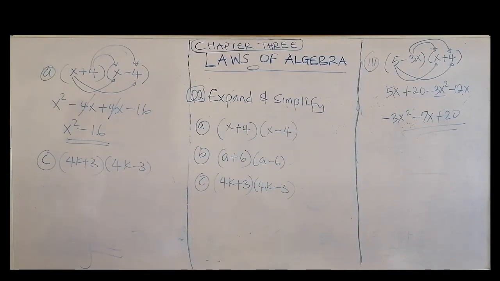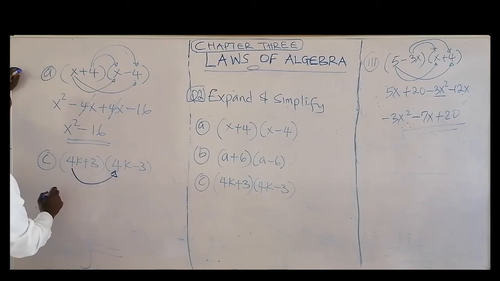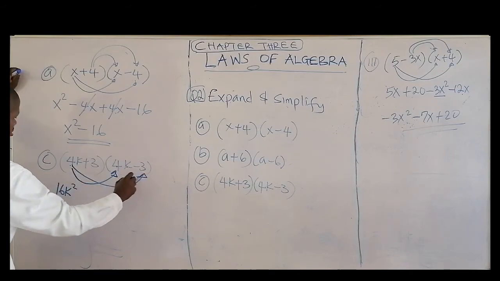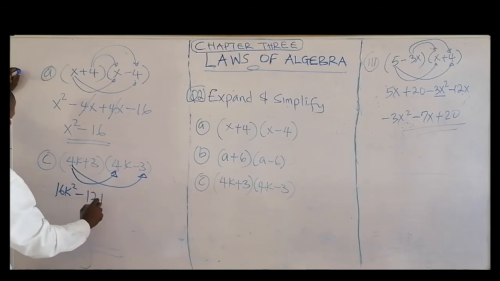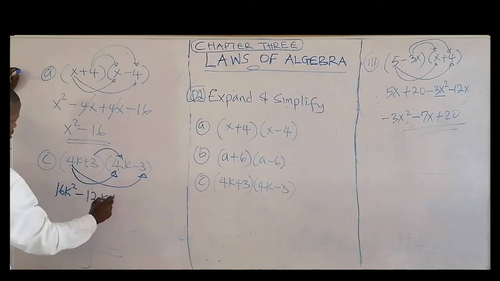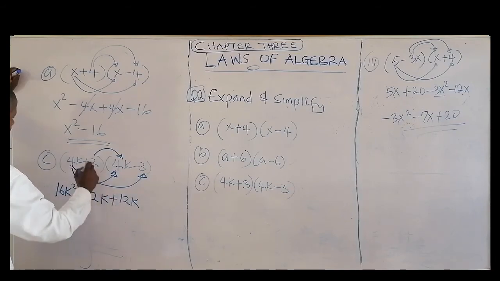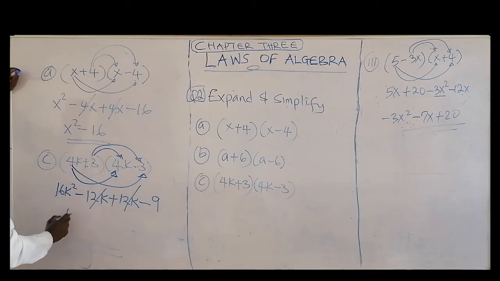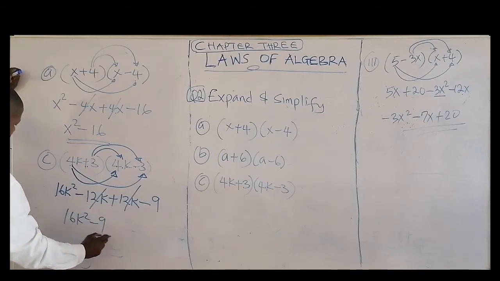So the same thing we're going to do also. This will be this one times this one, which will be 16k squared. That's 4 times 4, that's 16k times k squared. Then this one again times this one, that will be minus 12k. Plus 3 times this one, that's a plus 12k. And finally, plus 3 times minus 3. Plus times minus, minus 3 times 3, that's 9. So this cancels. Okay, so we have 16k squared minus 9.